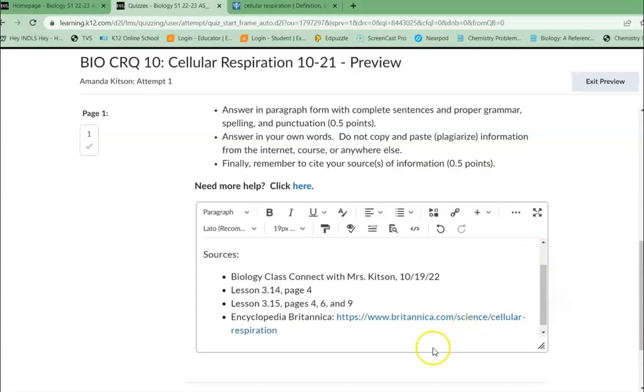But be specific when you paste in that website. I need to know that it was more than just Encyclopedia Britannica. It was the page in Encyclopedia Britannica about cellular respiration. All you can do is give me the web address and you're good. But you see how nice and neat that looks? You could even make that bold so it stands out. And then you have a list right here of your sources. That's all you have to do.